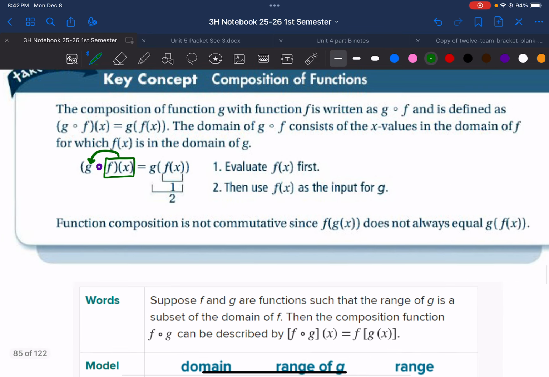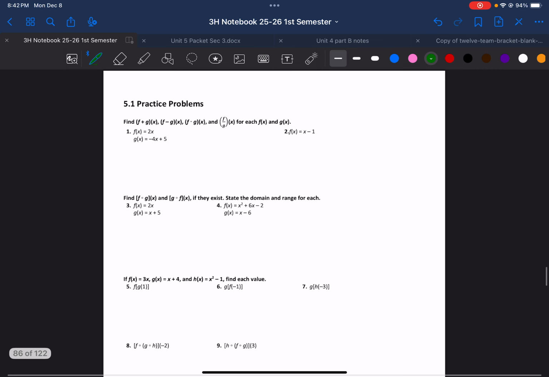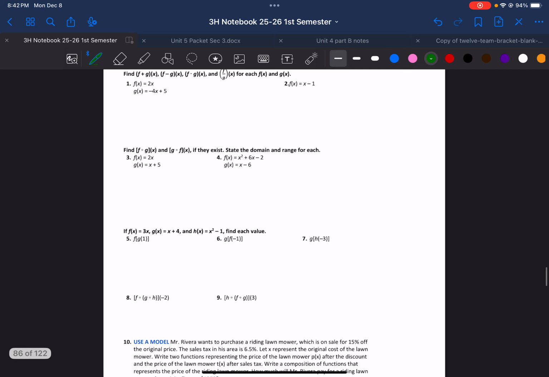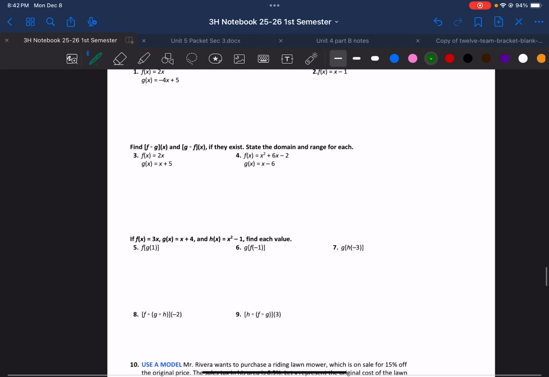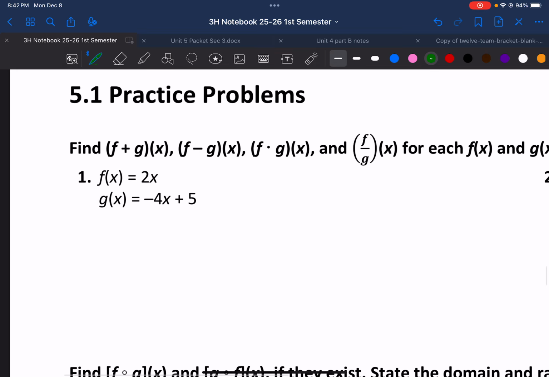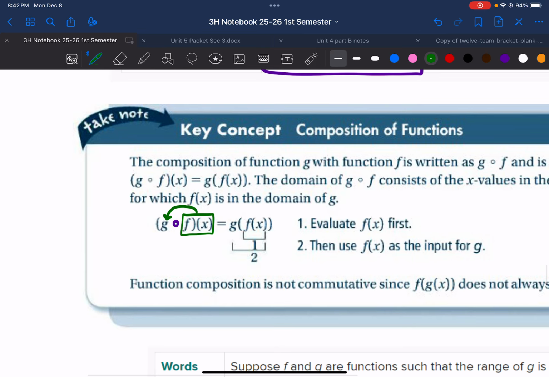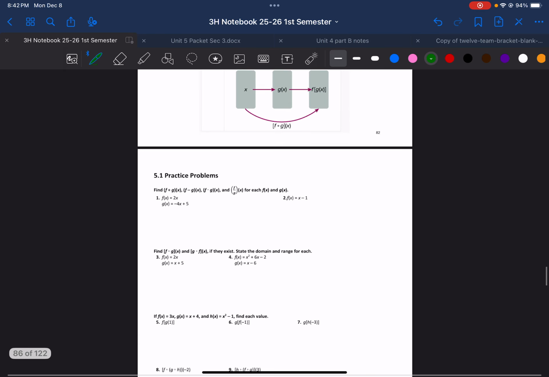Okay, so, you know what? Let's flip the page here. I'll give you a second to flip the page. Let's talk about this in a minute, actually. Let's do some operations on our own. I should have waited to show you guys this composition stuff. We'll get back to composition in just a second. Let's do this stuff right here on the next page.